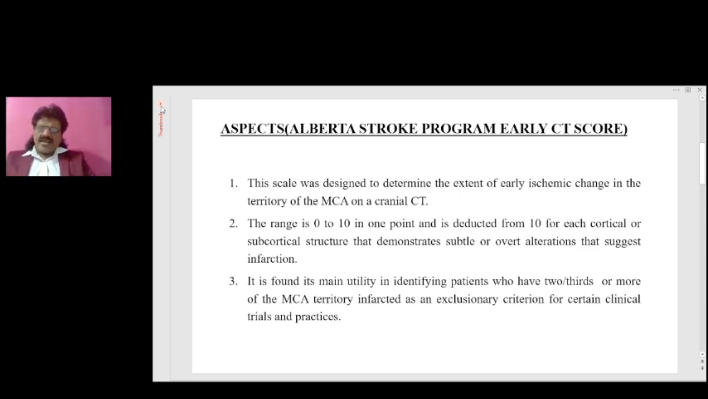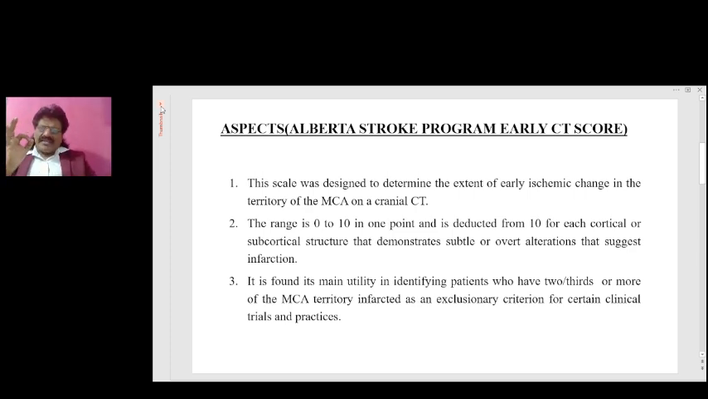This scale was designed to determine the extent of early ischemic change in the territory of the MCA on a cranial CT. The range is 0 to 10, and 1 point is deducted from 10 for each cortical or subcortical structure that demonstrates subtle or overt alterations that suggest infarction. So we take 10 structures, and when each structure gets affected, we deduct 1 point from the score of 10.